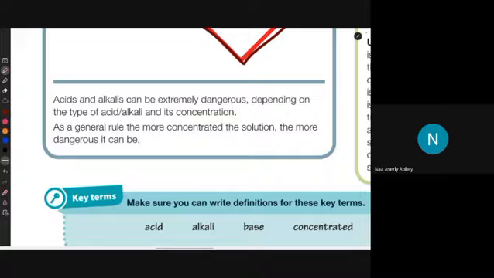Okay. Getting my point? So it's a general rule that the more concentrated the solution is, the more dangerous it can be. So usually, what do we do whenever we store acids and alkalis in the labs, especially in the school labs? We just store them in dilute form so that they can be less corrosive. Although they can be dangerous, we keep them in dilute form so that they're less corrosive. All right. Understand?